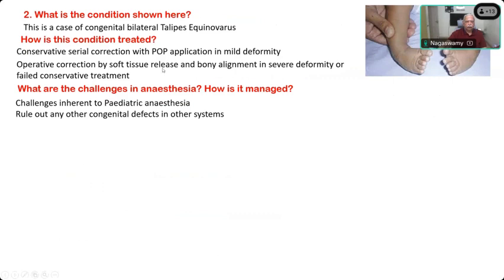All the time, whenever you get any congenital abnormality, please add this sentence also to your answer: I will rule out other congenital abnormalities that may be present in the CVS or in the musculoskeletal system or in other systems. So I have to rule out other congenital anomalies.